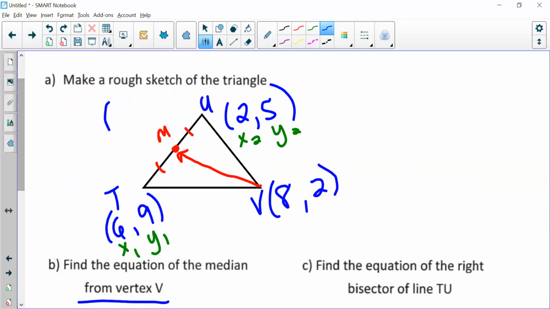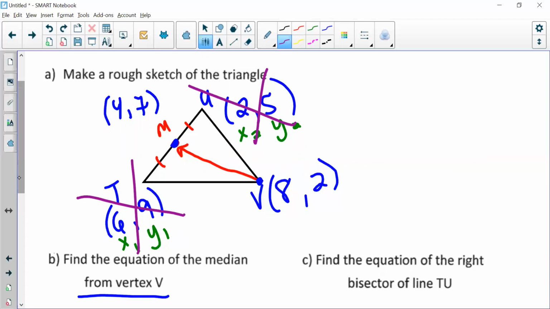Okay, I have M. Now that I have M, I have this point and this point, I have my endpoints. I'm going to ignore this and this now. I'm focusing on M and V. What's my next step? Find the slope of both of them. Slope. Good.